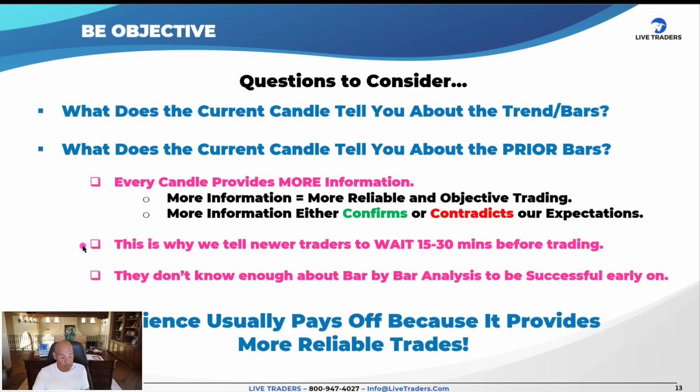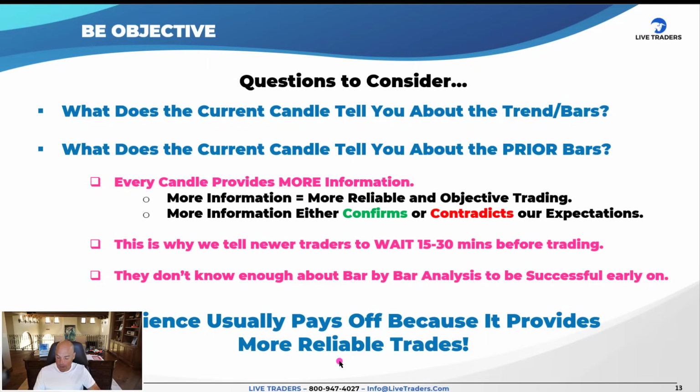So we want to see more confirmation than less confirmation, especially if you're newer, because you're not reading the candlesticks as clearly as a professional would. You don't know enough about bar-by-bar analysis to be successful early on when you're new. You don't. You just don't, okay? So patience usually pays off because it provides more reliable trades. All right? So waiting longer is a benefit to most traders. I would say 15 minutes is good, 9:45, and then trade till 10:30, something like that.